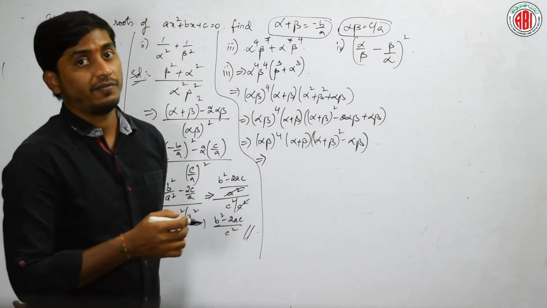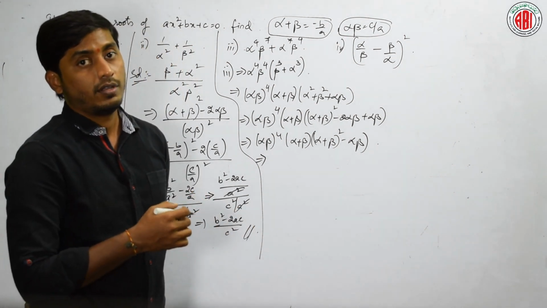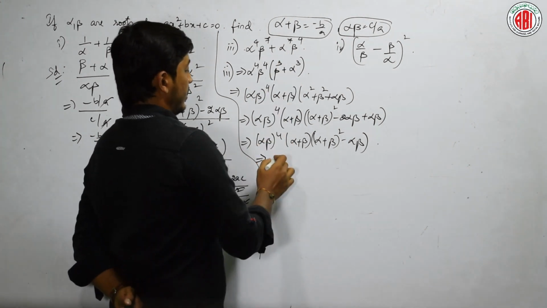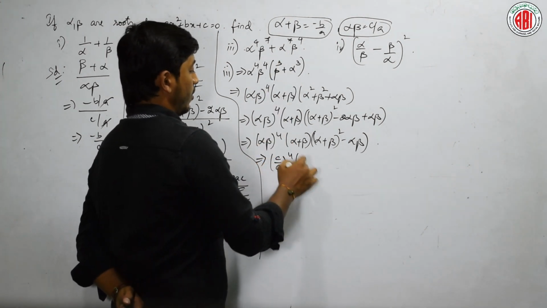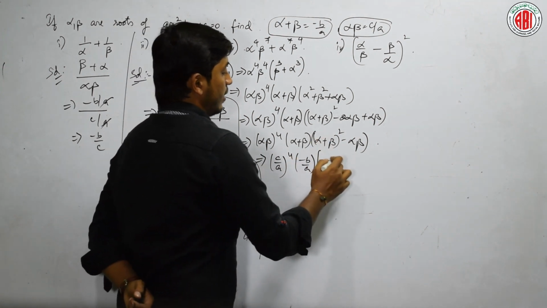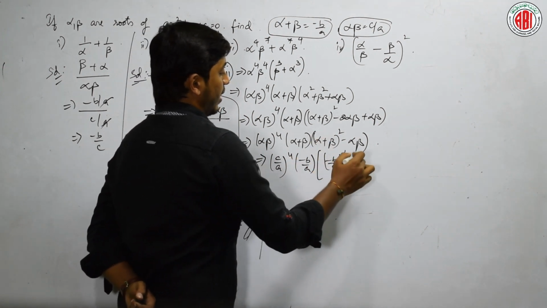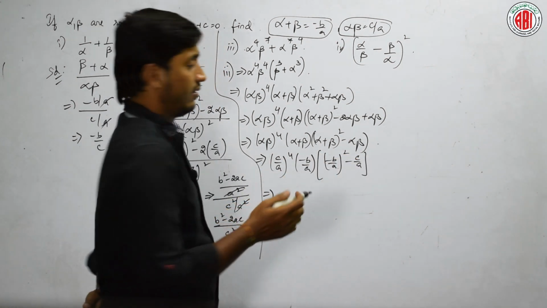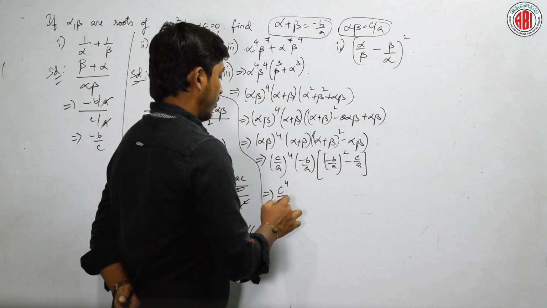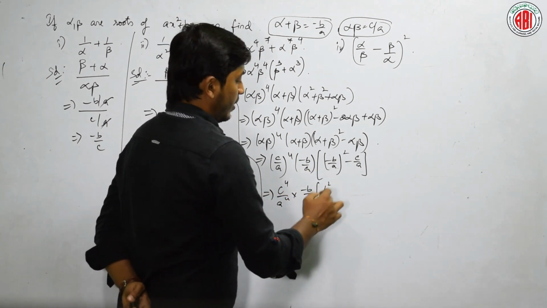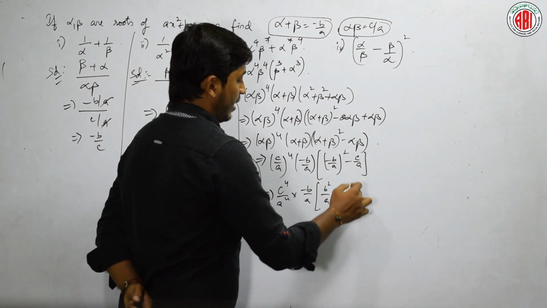So, let us substitute everything in the formula. What is alpha beta? That is (c by a) whole power 4. This is minus b by a, and this is (minus b by a) whole square minus 3 times c by a. Clear? Let us simplify. c power 4 by a power 4, into minus b by a, into b square by a square minus 3c by a.